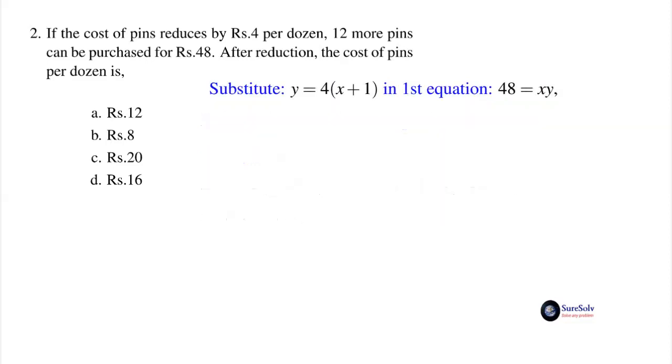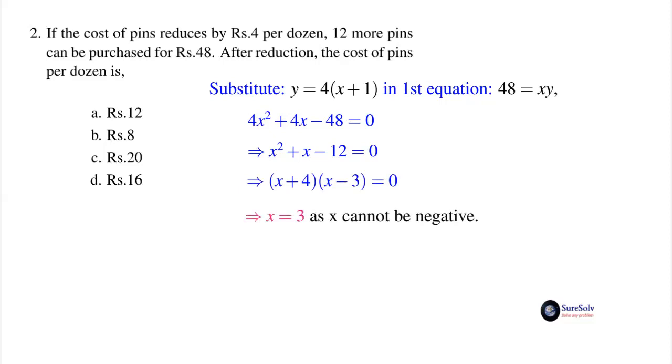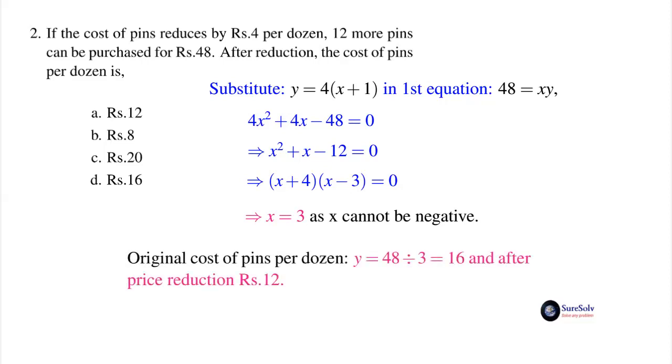Substitute for Y in the first equation. Result is 4x squared plus 4x minus 48 equal to 0, or finally x plus 4 times x minus 3 equal to 0. X cannot be negative as minus 4, so it must be 3. Finally, original cost of pins per dozen Y equal to 48/3 equal to ₹16, and after price reduction, new price of pins per dozen ₹12. Answer is option A, ₹12.